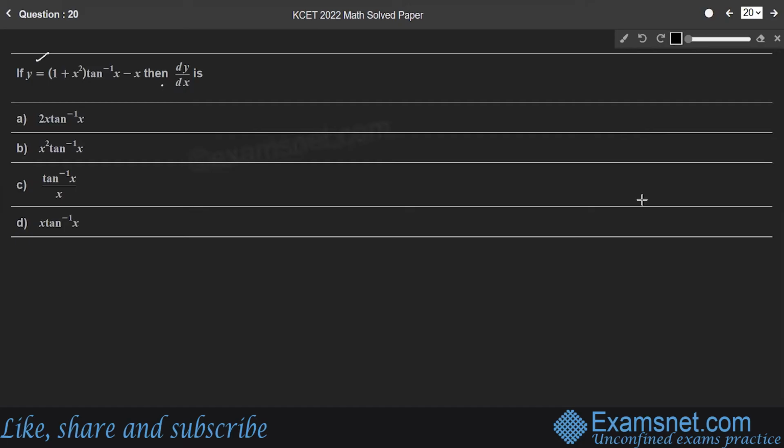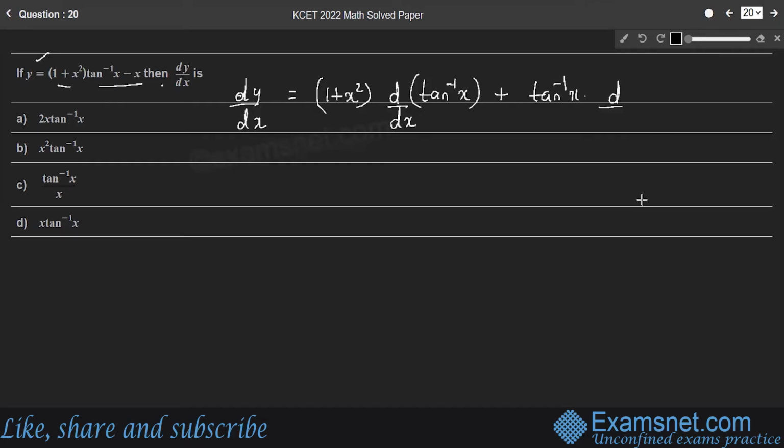Question 20. If y is equal to 1 plus x square into tan inverse x minus x, then dy by dx is. A very easy question. We'll directly take dy by dx. The derivative of y is a product of two terms: 1 plus x square into d by dx of tan inverse x, plus tan inverse x into d by dx of 1 plus x squared, minus d by dx of the last term x, which is 1.